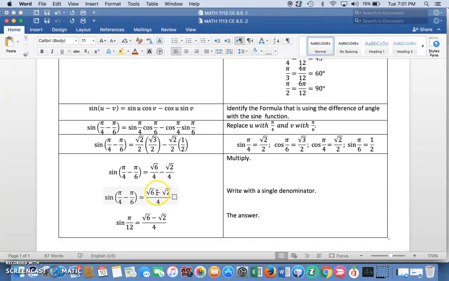Since they have a common denominator, you can just write the numerator on top with the one denominator. So the sine of pi over 12 is equal to the fraction, the square root of 6 minus the square root of 2, all over 4.